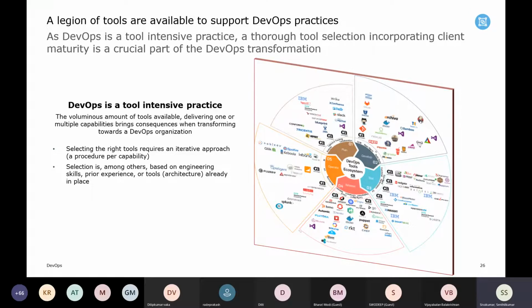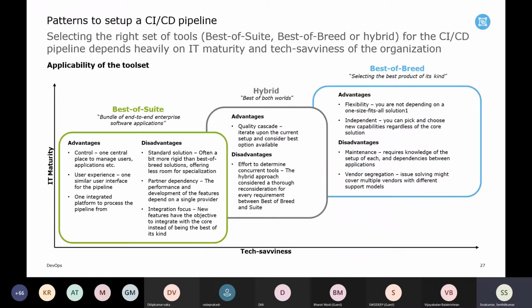The volume of tools available, each delivering one or multiple capabilities, brings consequences when transforming towards a DevOps organization. Even tools and technology have governance principles under DevOps. We cannot choose all the tools to develop the applications. We cannot choose open source tools for all the application deliverables. So we have to follow some sort of technology-based governance over the DevOps practice. So, patterns to set up a CI/CD pipeline: we have three options to measure the technology and tool set. The three options are best of suite, hybrid, and best of breed.